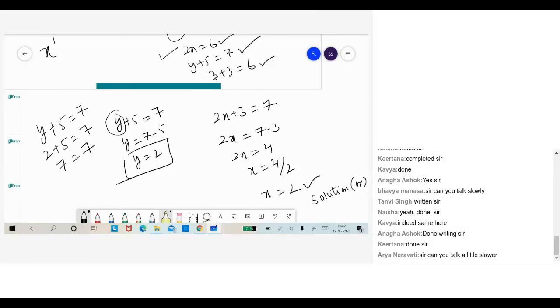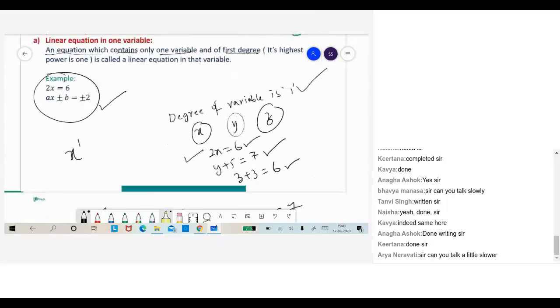Take another example, 2x plus 3 is equal to 7. Obviously you send 3 to the other side. So 2x is equal to 7 minus 3, which is 4. So what is x? Obviously you divide 4 by 2, which is 2. So x is equal to 2 is the solution of this equation. Is this clear?